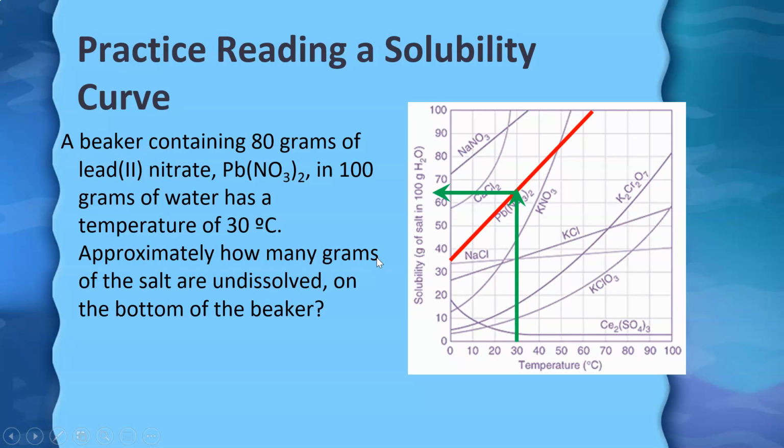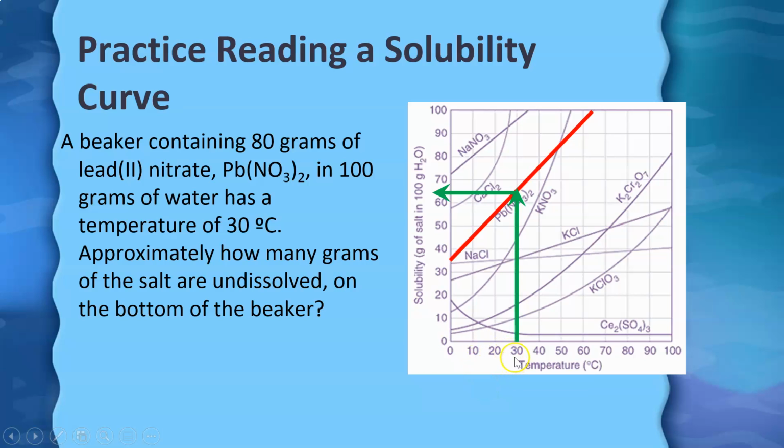So let's practice reading one of these curves. Okay, we have a beaker containing 80 grams of lead nitrate in 100 grams of water, so that means I can use this particular chart. And that says that the temperature is 30 C. About how many grams of salt are undissolved on the bottom of the beaker? Okay, well, that tells me that at 30 C, I am at a saturated solution. It is full, and I'm not at a supersaturated solution, because there is solid sitting on the bottom. We're at that equilibrium where as some of the solid dissolves, some of it recrystallizes.